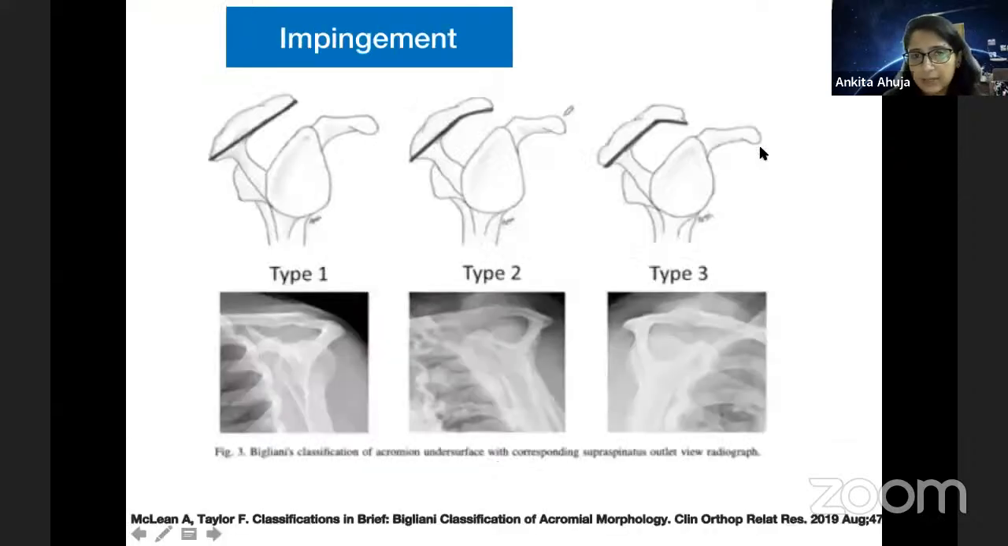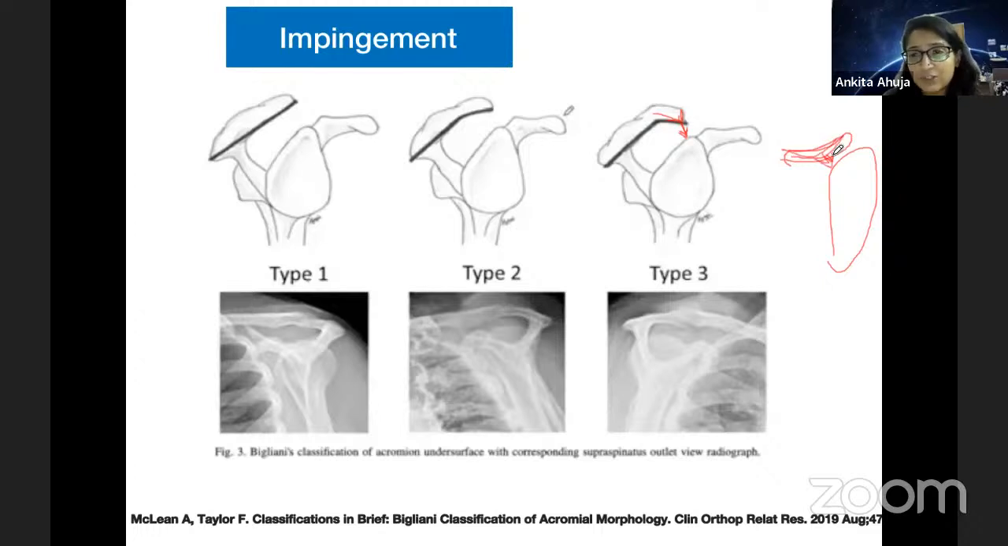Then moving on to the second bit, that is impingement. Now it's like a thing. This Bigliani's classification has come up, which has given it as type 1, 2, and 3. There is another classification which gives a type 4 also, in which the type 4 acromion is just reverse like this. And it is said that type 3 and type 4 are the ones which can cause more impingement. This is anterior hook, which can cause impingement, and this is your downward beaking, which can again cause impingement.